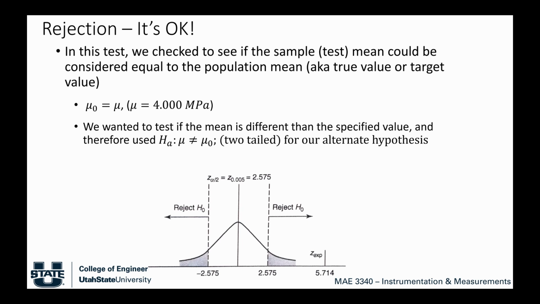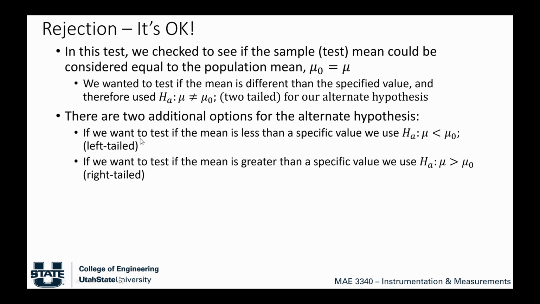So this is a two-tailed test. That means we're looking at the tails on both sides and we are setting something equal to. So we've got our mean value equal to this 4.00 megapascals. And so we have to look on both sides. But in some scenarios, we want to maybe look at a value that's less than or greater than, and so we have a left-tailed and a right-tailed test. So let's look at what those look like.